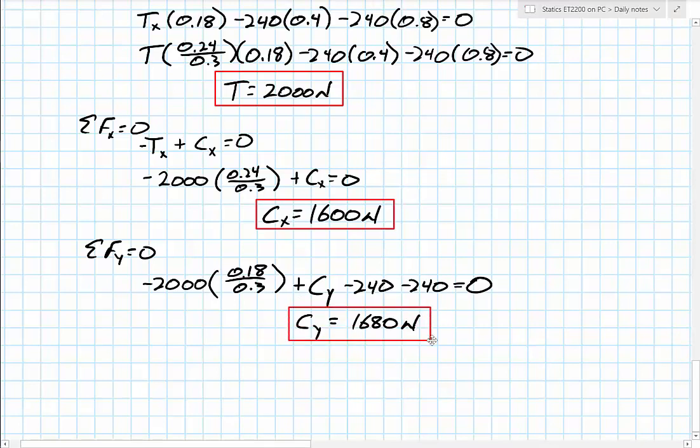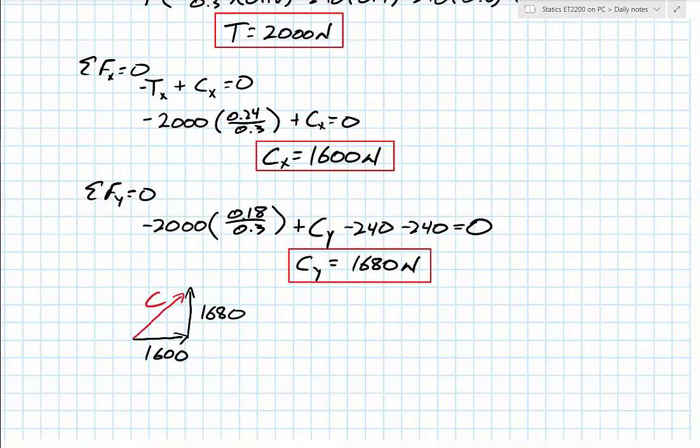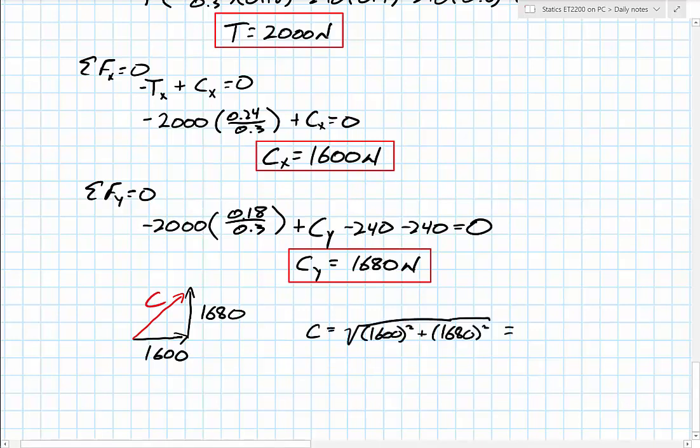Now I prefer to actually leave it like this with the Cx and Cy. If you're looking at other resources or a textbook or something like that, they usually put those Cx and Cy into a single vector. So that last step, if you wanted to, I'm never going to require you to do this, would be 1600 in the x going that way, 1680 in the y. So we know if we wanted to just find a single value of C, we could just square root those and get something like 2320 newtons. I suppose it would be important if you were designing the cable and you wanted to know the total force in the cable.